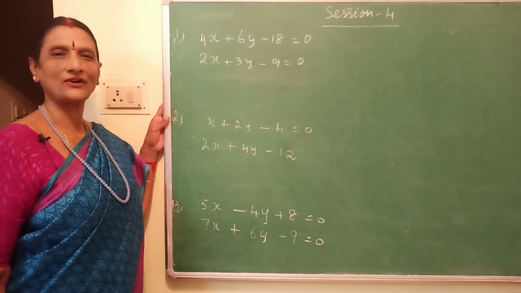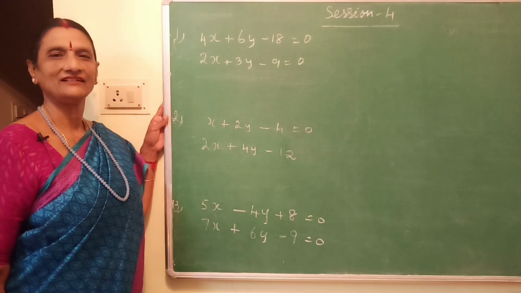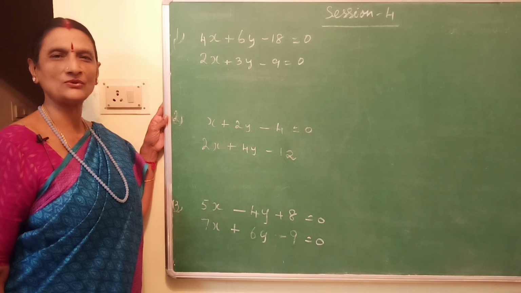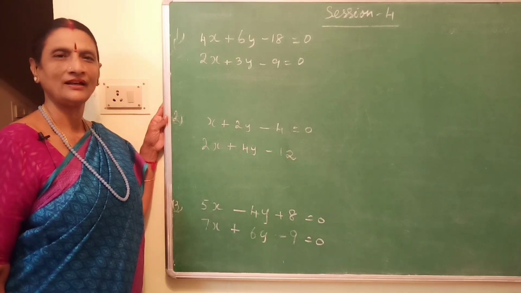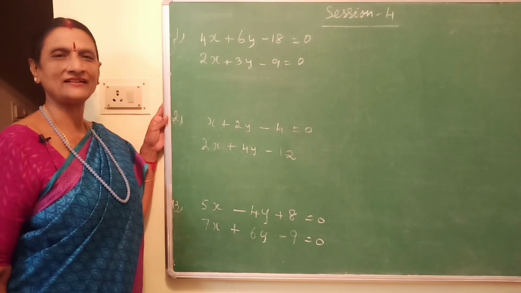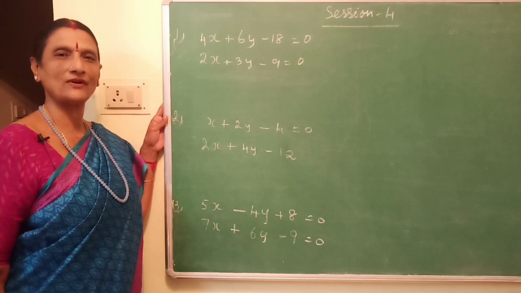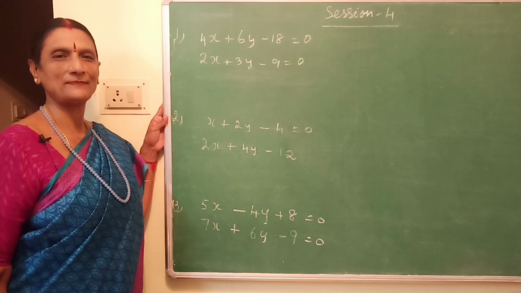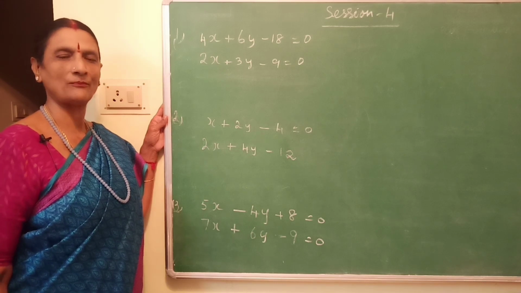Welcome to session 4 of linear equations, children. Yesterday we arrived at 3 ratios, A1 by A2, B1 by B2, C1 by C2, which are the coefficients of the standard linear equations A1x plus B1y plus C1 equal to 0 and A2x plus B2y plus C2 equal to 0. Okay, we'll continue on the same topic.